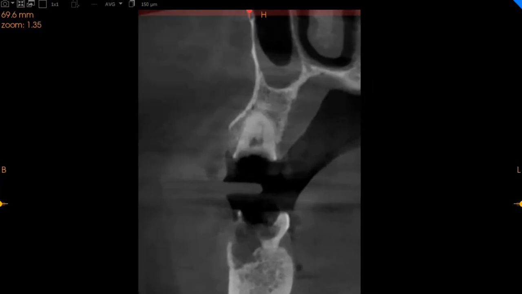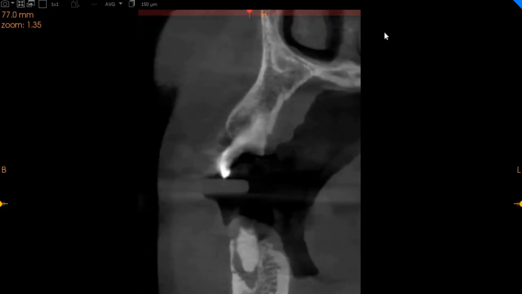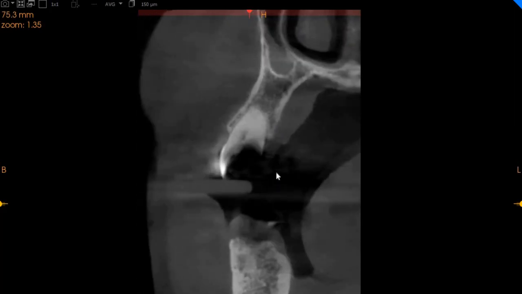Moving to the upper right first premolar. As you can see right here, this is a grossly carious tooth which will need to be extracted. The ridge width in the region is approximately 10 millimeters and the height is approximately 13 millimeters.